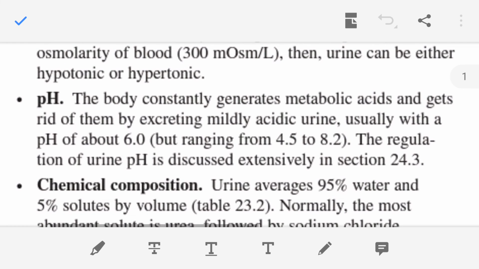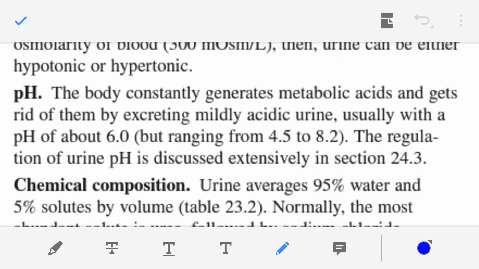Now the pH of urine. Generally the pH of urine is 6.0, but the pH ranges from 4.5 to 8.2.